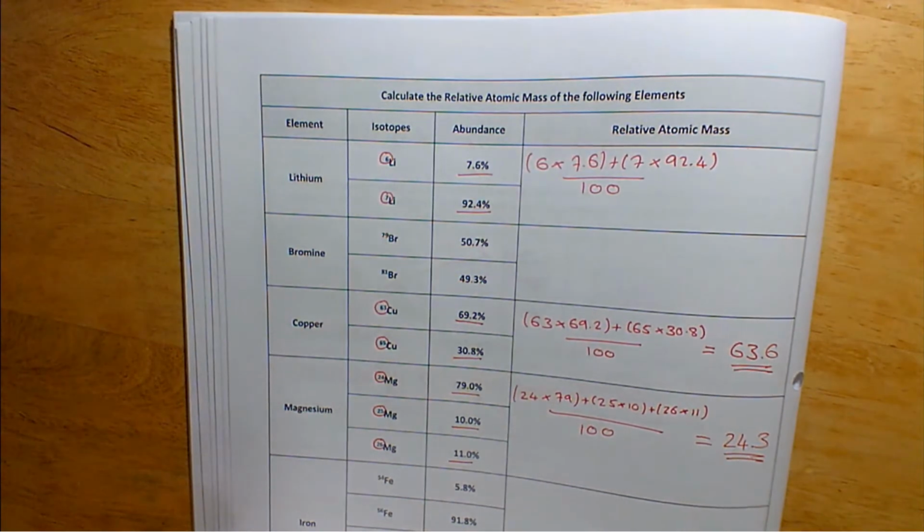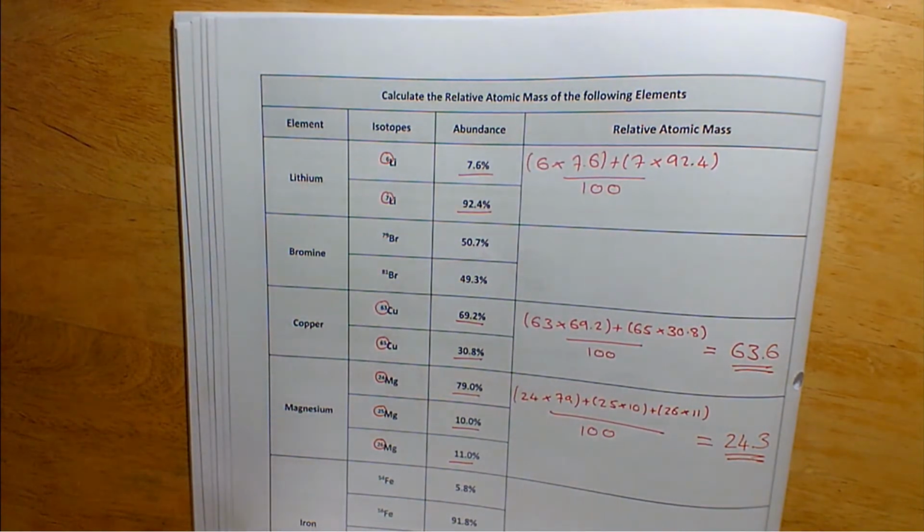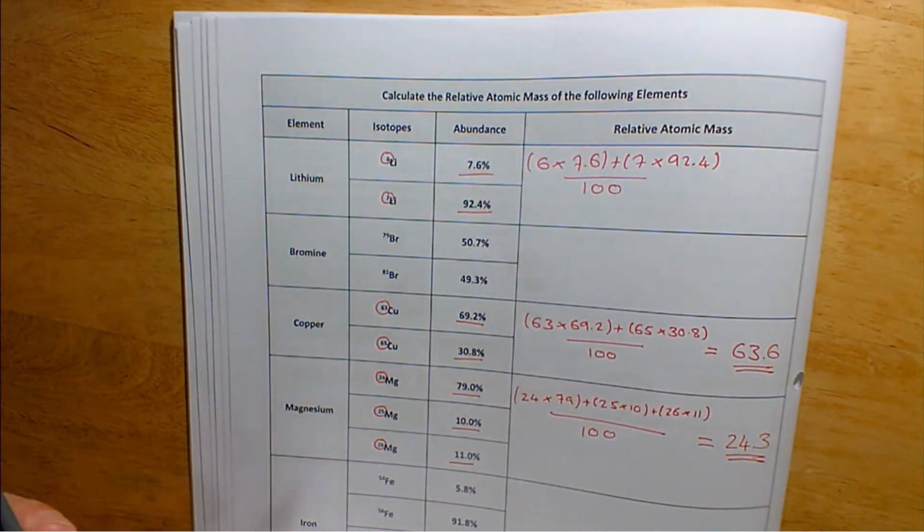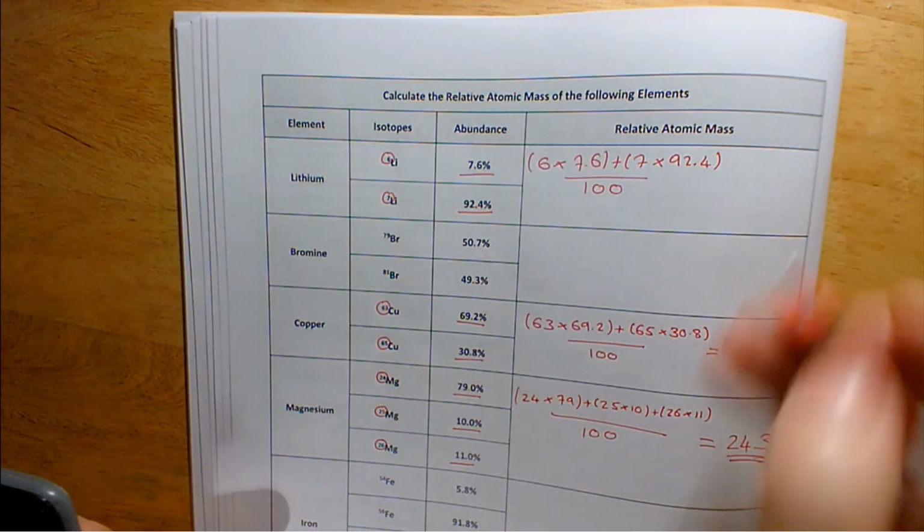So 6 times 7.6 plus 7 times 92.4 over 100 is 6.9.